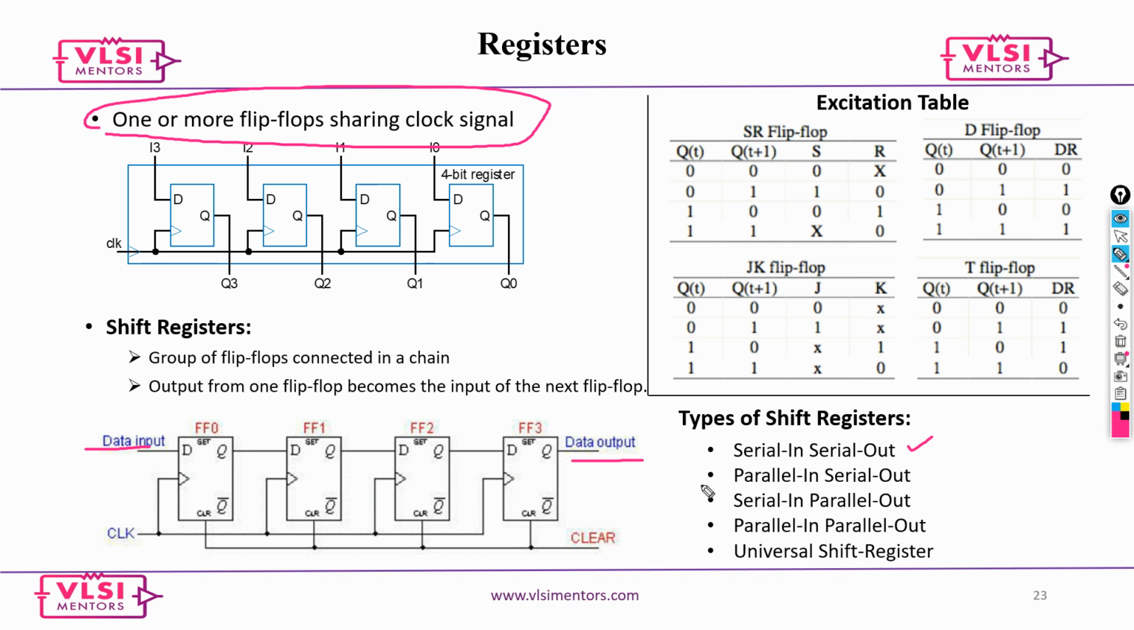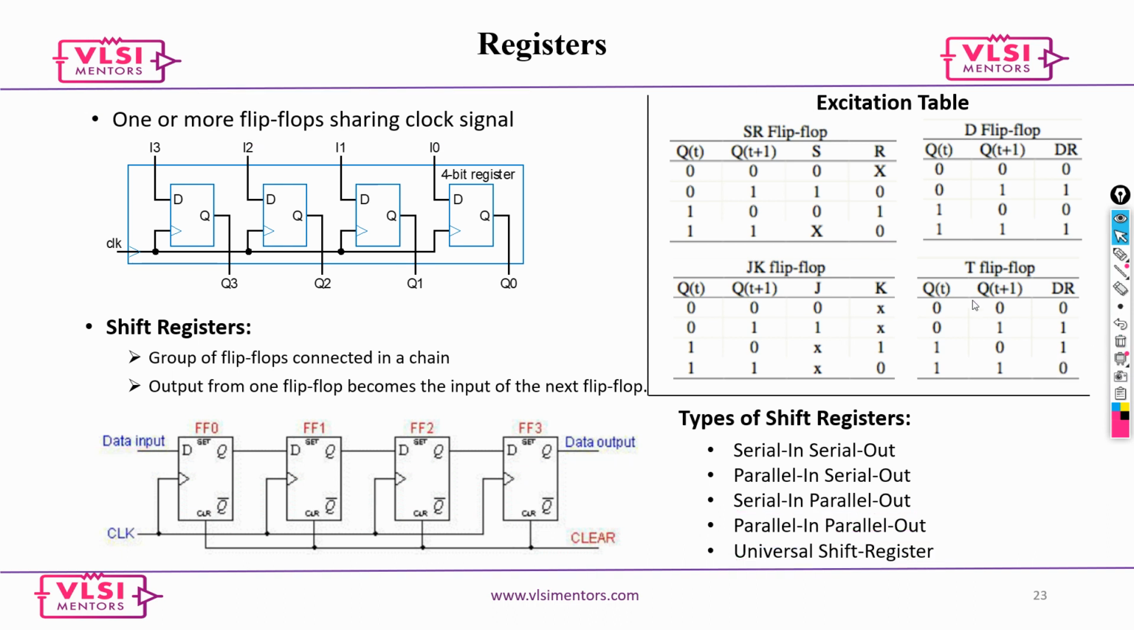Then you have parallel in, serial out, serial in, parallel out, parallel in, parallel out, and then the universal shift register. The universal shift register can load all the data together, and depending on the control you can either left shift, right shift, make it serial in, serial out, or parallel in, parallel out. It can operate in whatever way it wants, so you can have control signals which do the whole stuff.